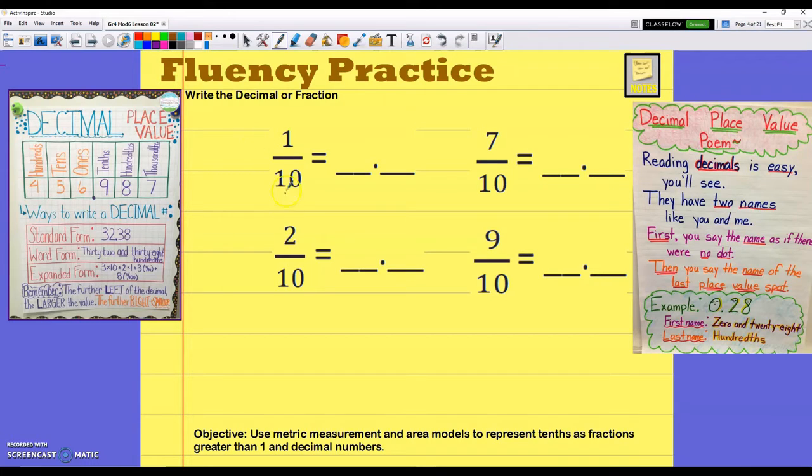So we have 1/10. So we know we're going to be in the tenths column. So that's 1/10. Here we go, 2 over 10. So again, we're looking at our ones, and then we go to our tenths. So we're going to say this is 2/10, because all decimals have 2 names. Here we have 7/10, and we have 9/10.